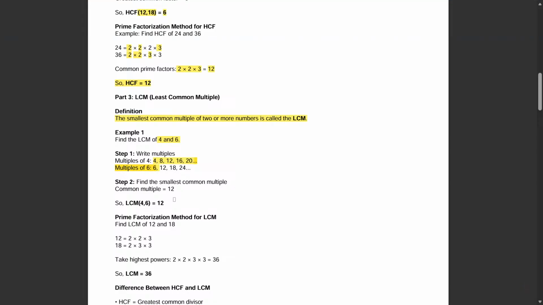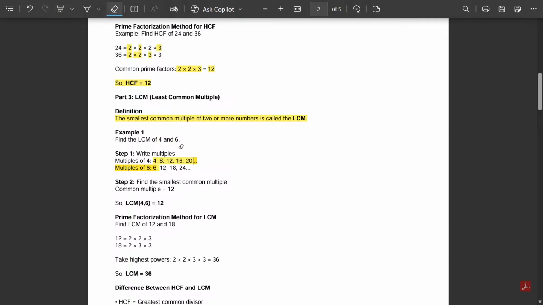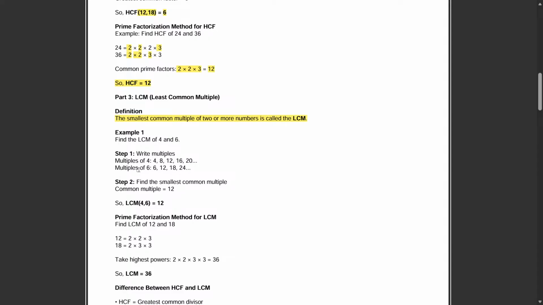In step 2, we are going to find the smallest common multiple. So the smallest common multiple will be 12. I'm showing you. Here, 4 is a multiple of 4, but it is not in the multiples of 6. So we are not getting 4 as common, and similarly we are not getting 6 as common here.